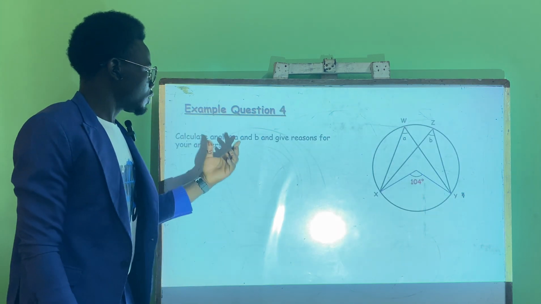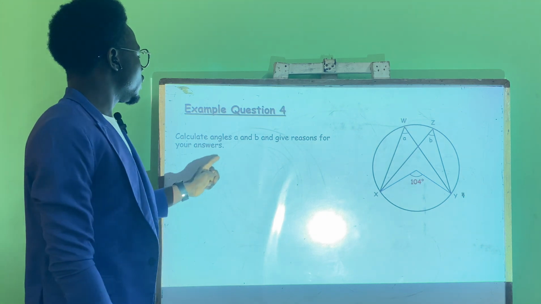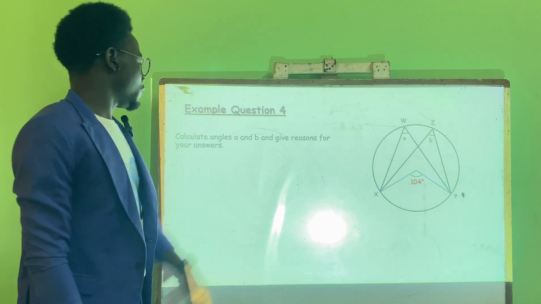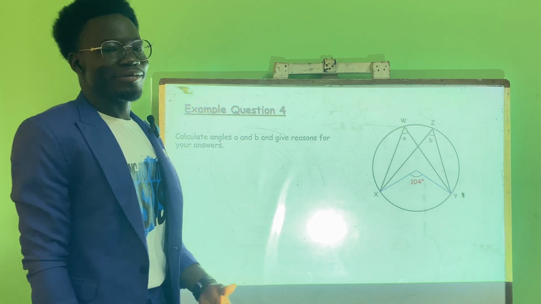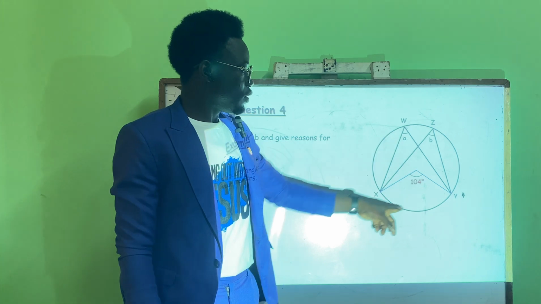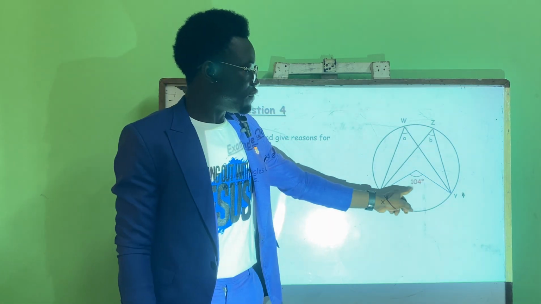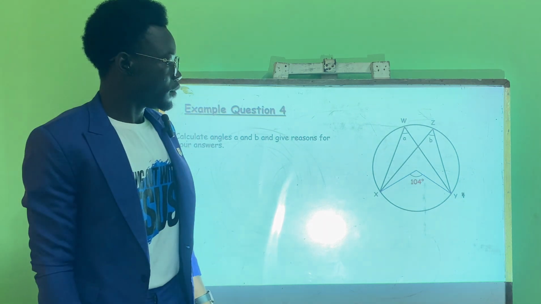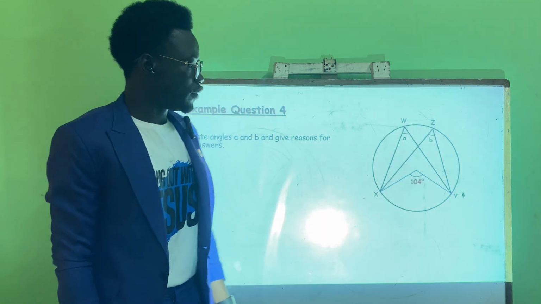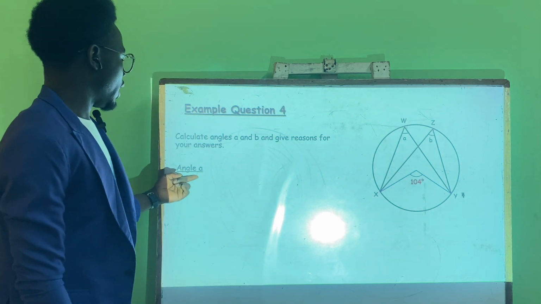Now, we look at example 4. Calculate angles A and B and give reasons for your answers. You know, like I mentioned, reasons are always very important. So we are calculating for this A and B. We have been given this angle XOB, which is 140 degrees. We can get A. Okay, you can look for angle A.